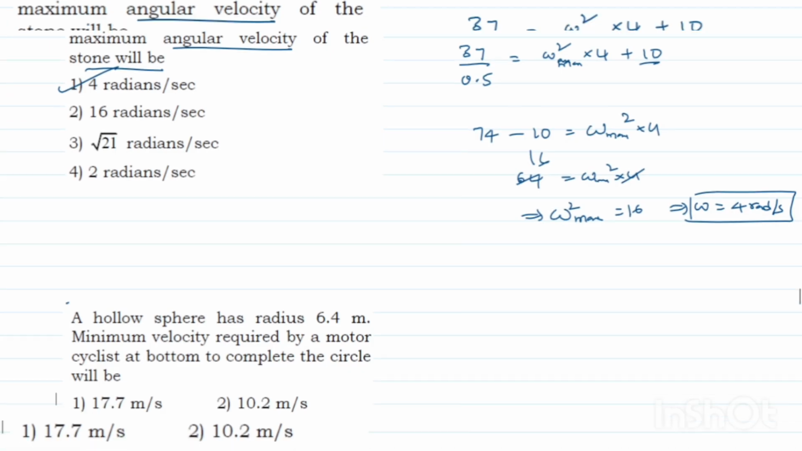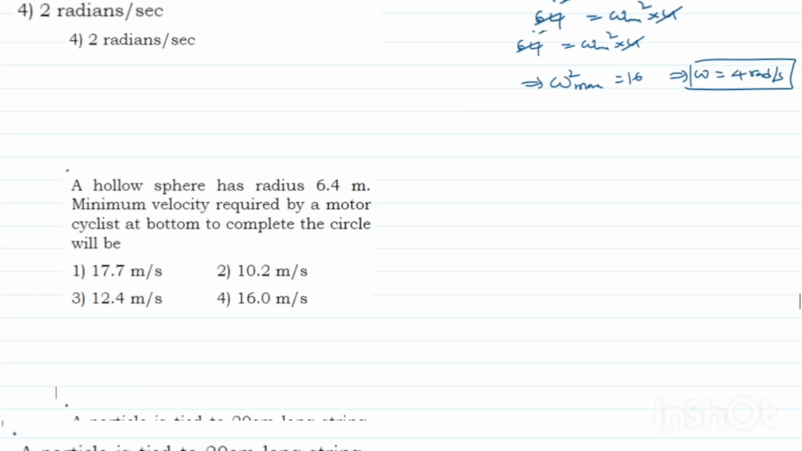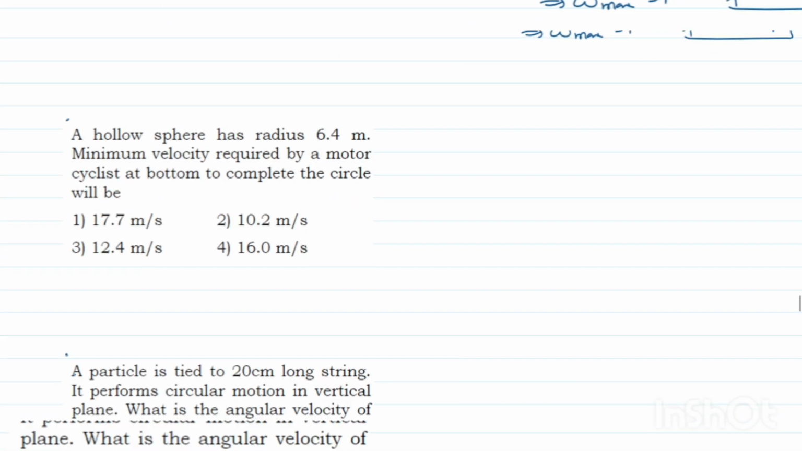Let us see the next question, students. A hollow sphere has a radius given as 6.4 meter. It's given as a hollow sphere, and the question asks for the minimum velocity required by the motor cyclist at the bottom to complete the circle. So here a person is on the bike, and he is going to complete the vertical circle in circular motion. If you want to complete the total circle, what is the minimum velocity required at the bottom? So this is a hollow sphere, just imagine.